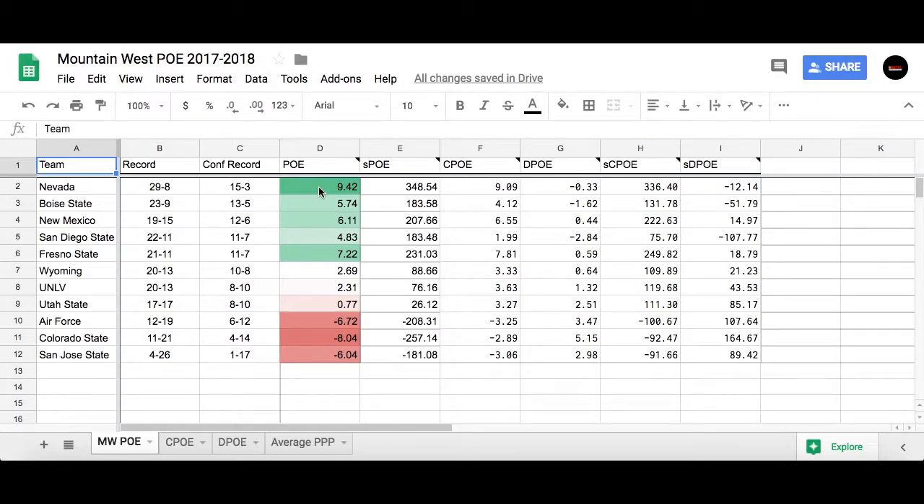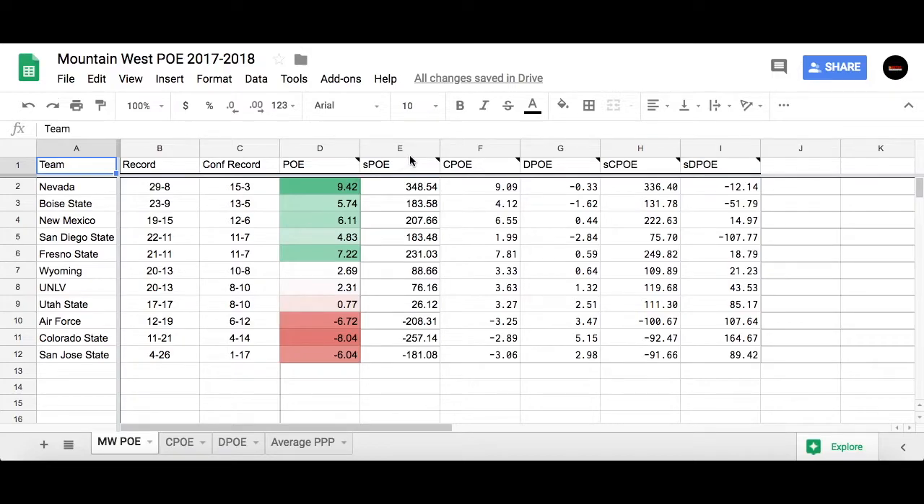Once again, you can see Nevada had the best POE, and they also had by far the best record. They also got the furthest in the tournament, and granted, San Diego State very easily could have moved on. It came down to literally the last shot, but that's neither here nor there.